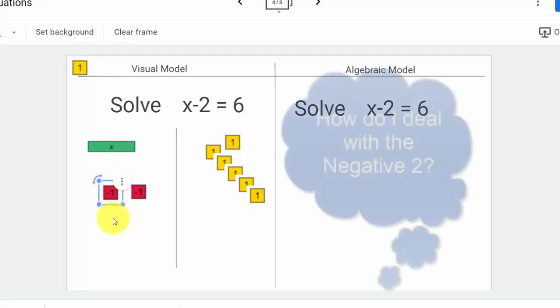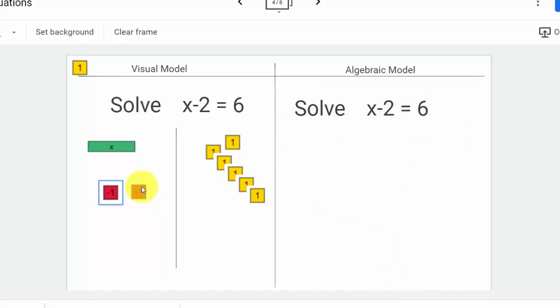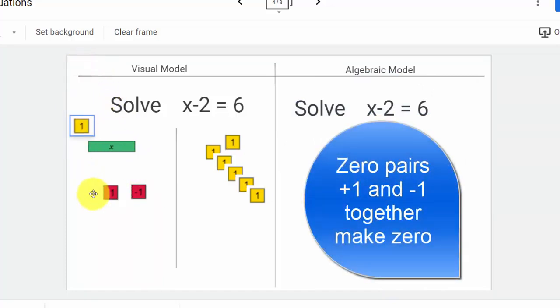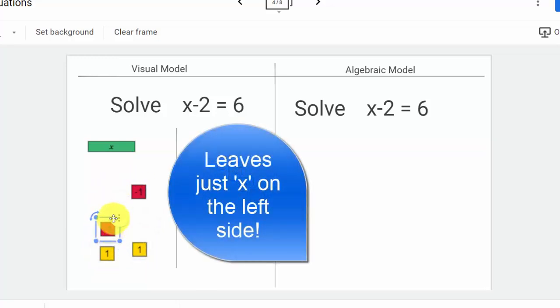So I've got x minus 2. How do I deal with this minus 2 on the other side? I've only got one x, so I want to line things up, but I've got this minus 2 here. We may remember from integers that we can have something called zero pairs. So I could say, okay, I'm going to add another one here and then another one here. Now this negative 1 plus 1 is zeroed out, a zero pair. Negative 1 plus 1 is 0, negative 1 plus 1 is 0. So we don't have to worry about those anymore, and I'm just going to move them down out of the way a little bit.